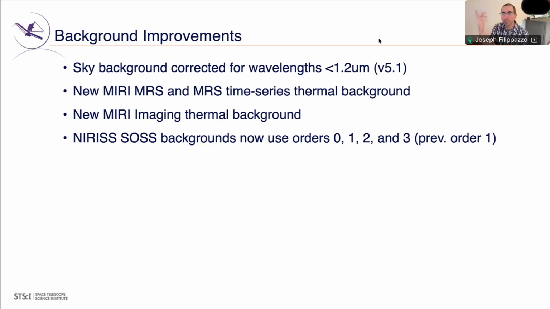There's also the MIRI imaging thermal background. Along with that other update, MIRI imaging calculations now incorporate their own improved thermal background as well. And then the last one is for the nearest source background. Previously, backgrounds were only accounting for order 1 from contaminants in the background calculation inside the ETC, and we've updated it now to include orders 0, 1, 2, and 3. So again, it's just a much more accurate simulation of the background when you're doing your near source calculations.